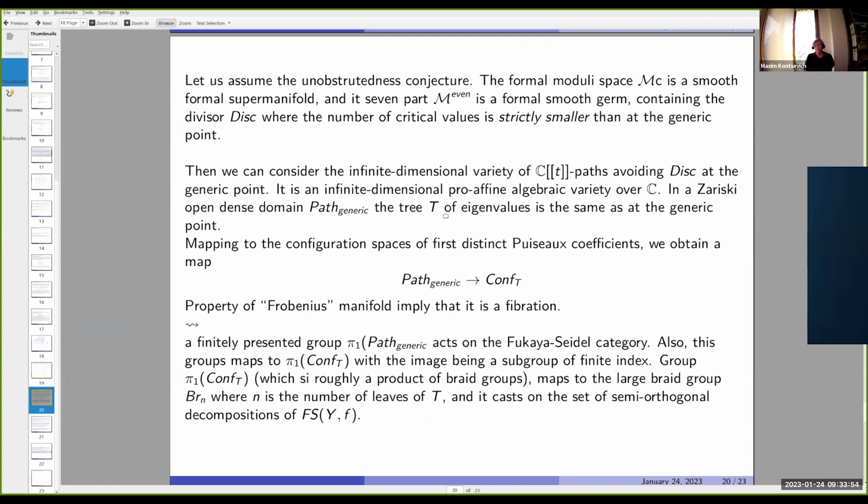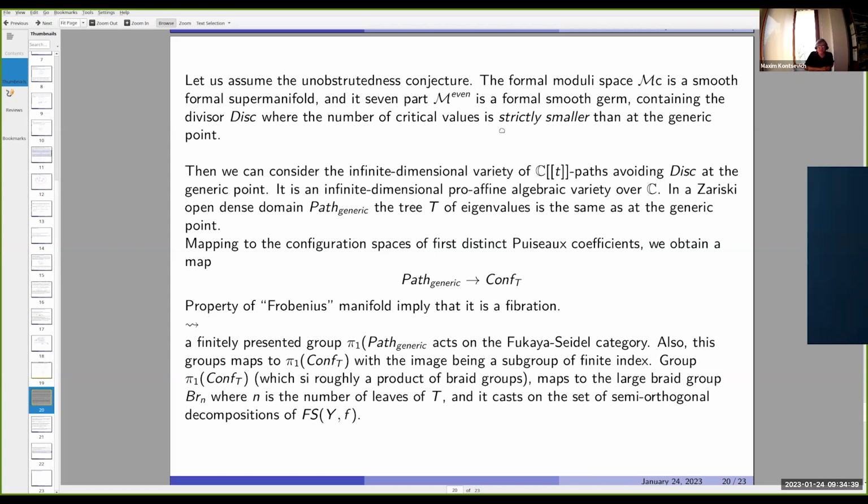The formal moduli space is a smooth formal supermanifold under the unobstructedness. Its even part is a formal smooth germ, and this even formal smooth germ contains a certain divisor, a very singular one. The divisor is defined as the set of points in the parameter space where the number of critical values becomes strictly smaller than at a generic point. So it gets a very, very complicated singular divisor in this formal smooth germ.